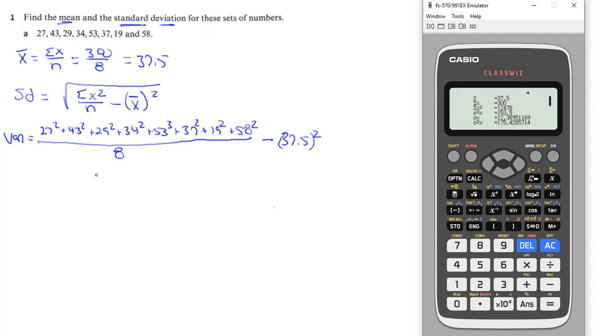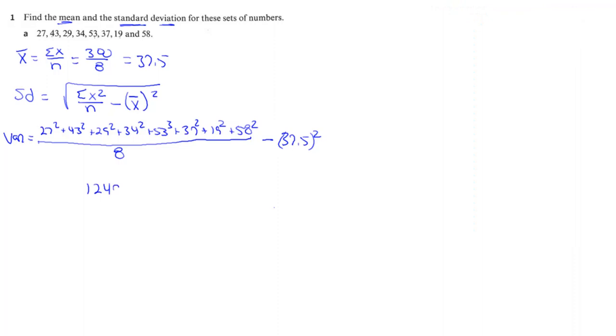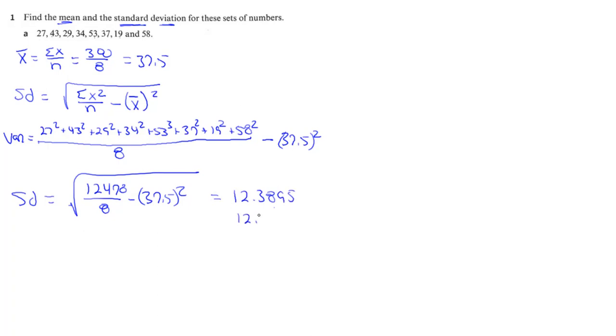The sum of all the x squares is 12,478, and n is 8, and then the mean is 37.5. If I take the square root of that, that's going to be the standard deviation. And I can actually do these calculations or just look at the calculator, but it's going to be 12.4 to 3 significant figures. Okay, let's look at the next one.